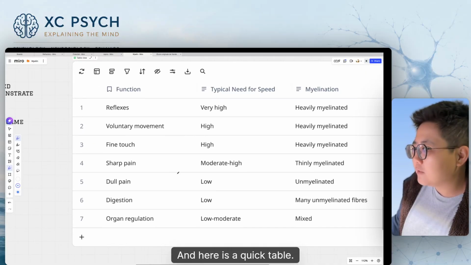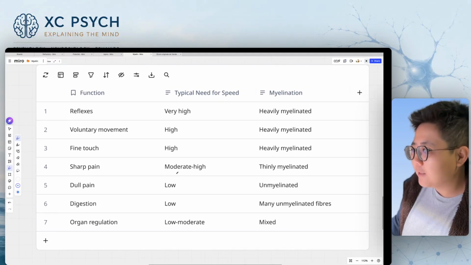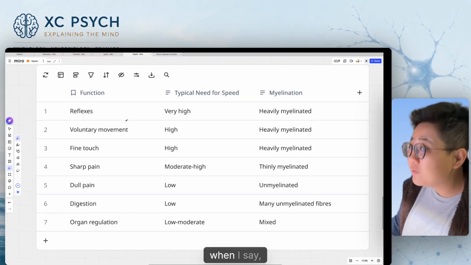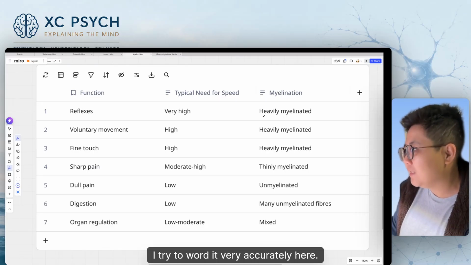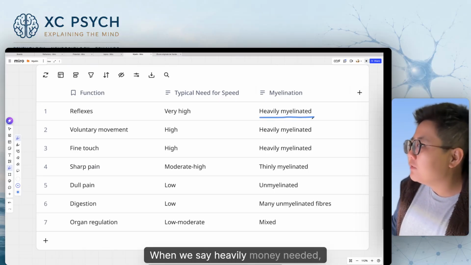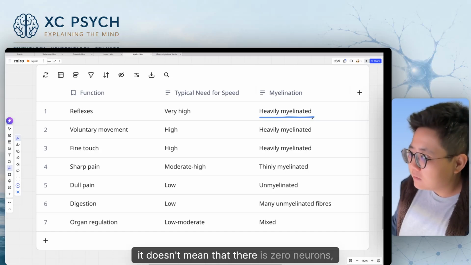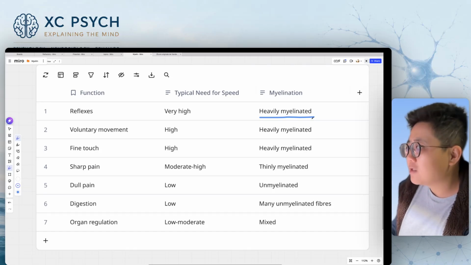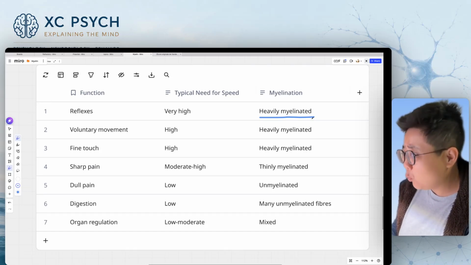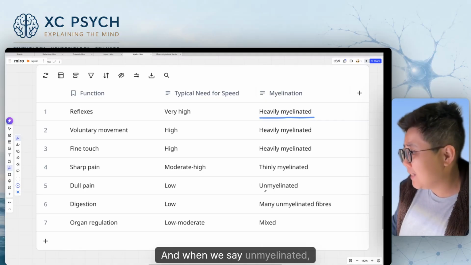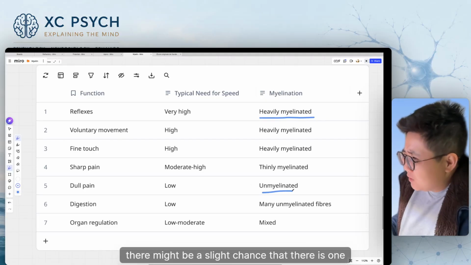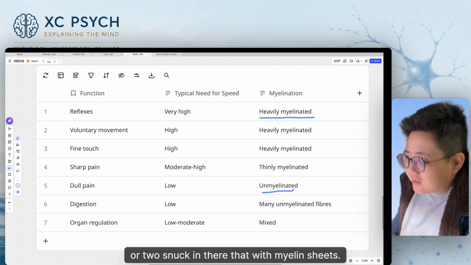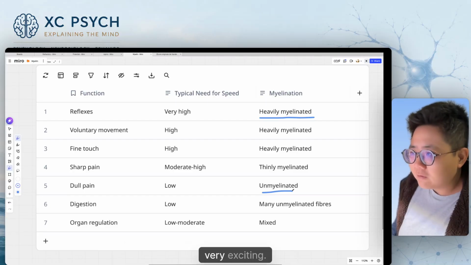And here is a quick table, just some examples. By the way, I try to word it very accurately here. When we say heavily myelinated, it doesn't mean that there are zero neurons without myelin sheath. When I say unmyelinated, there might be a slight chance that there are one or two in there with myelin sheath. I know, human body, very exciting.